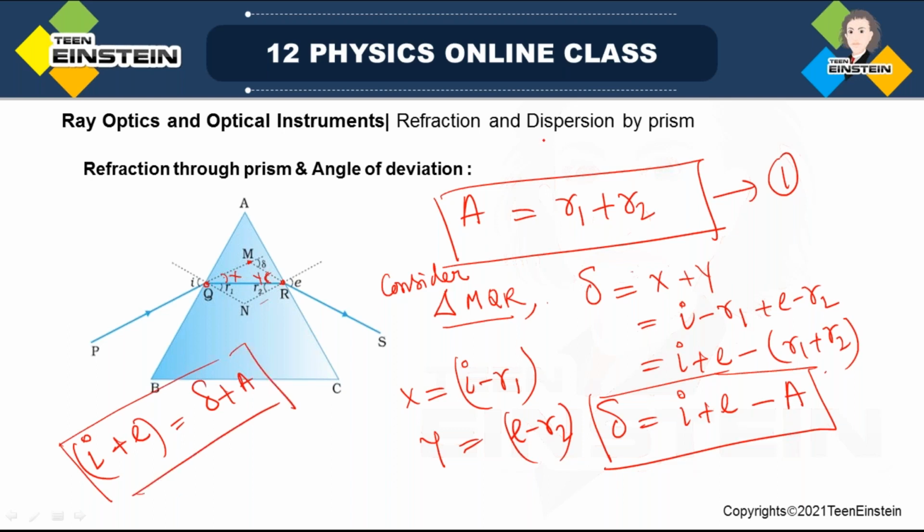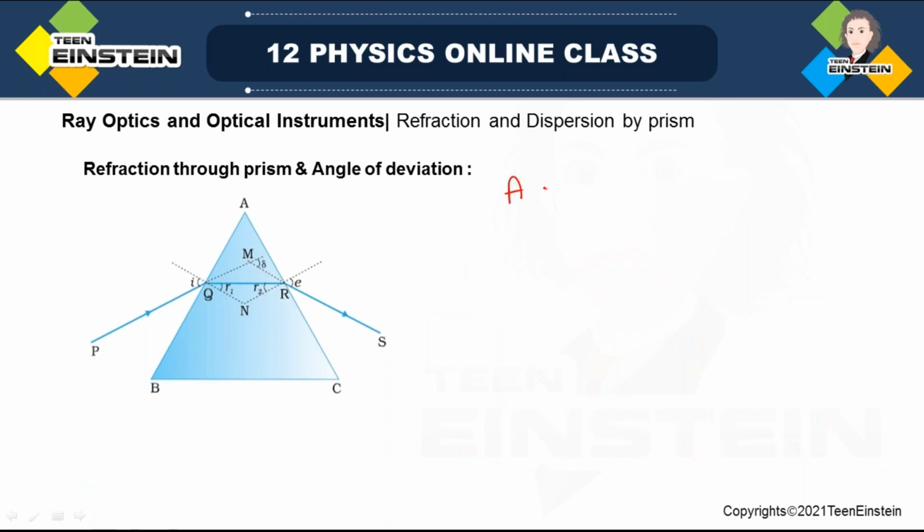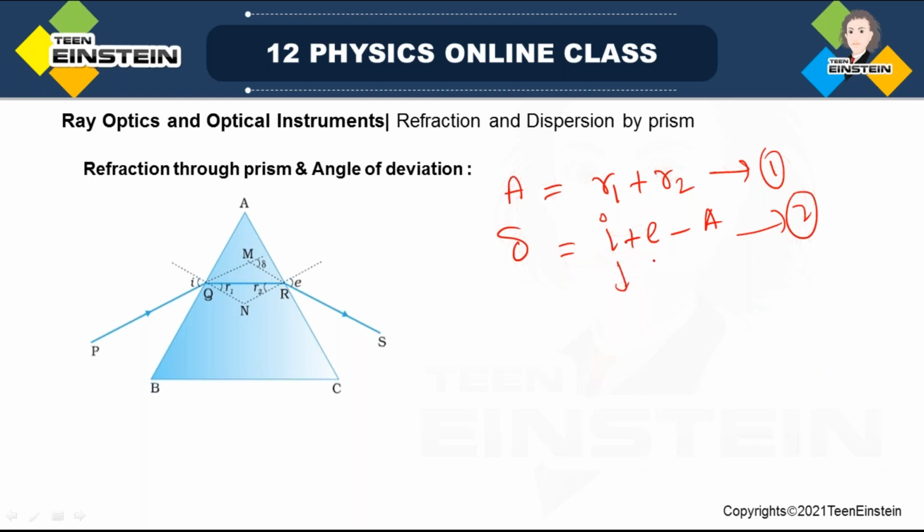Okay, this is the relation we have got. So I'll just write the two relationships we have got so far: A, the angle of prism, is equal to R1 plus R2, and delta equals I plus E minus A. These are the two relationships 1 and 2. So from here, look, what are the factors on which the angle of deviation depends? Angle of deviation depends on this, this, and this.